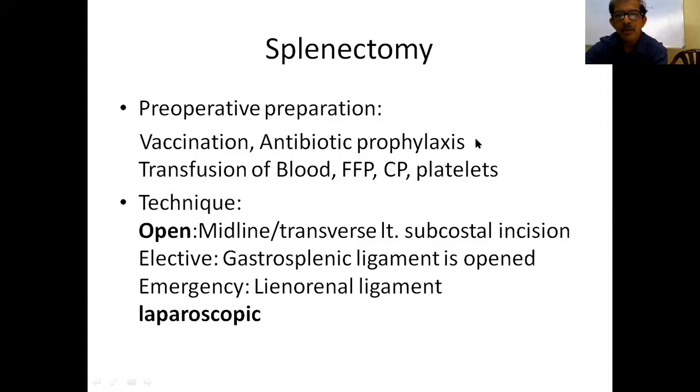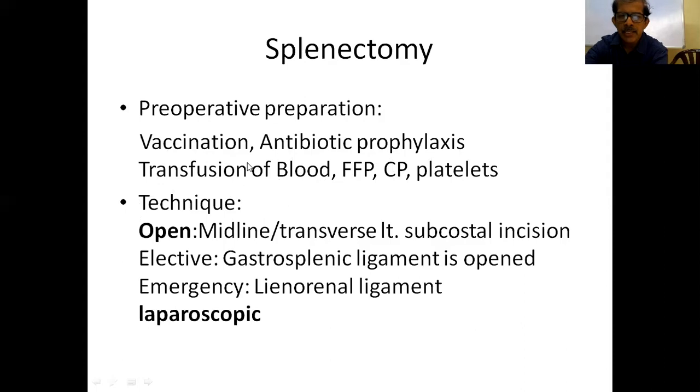So antibiotic prophylaxis, then transfusion of blood. Already talked about autotransfusion, the role of autotransfusion in trauma. Then FFP, cryoprecipitate, platelets, all these things need to be corrected preoperatively before you venture splenectomy.